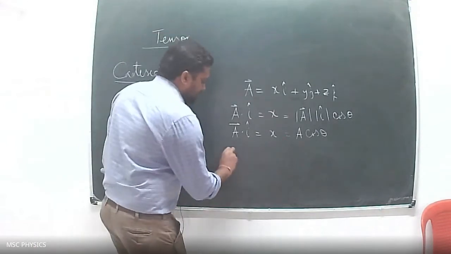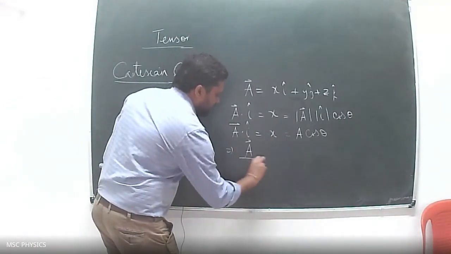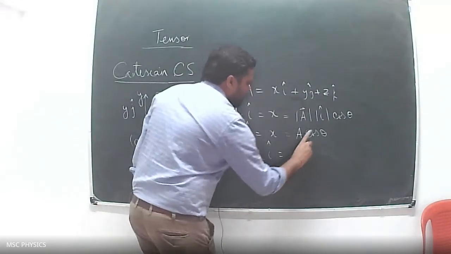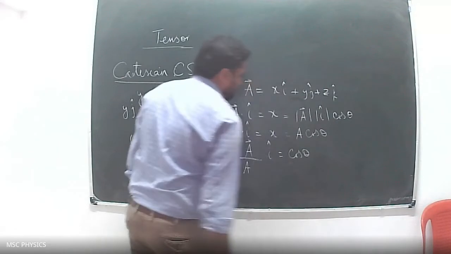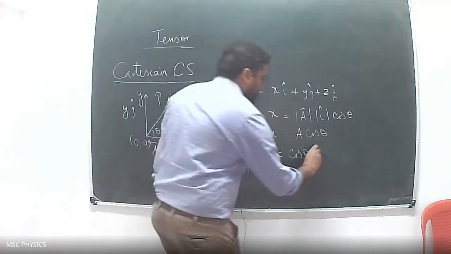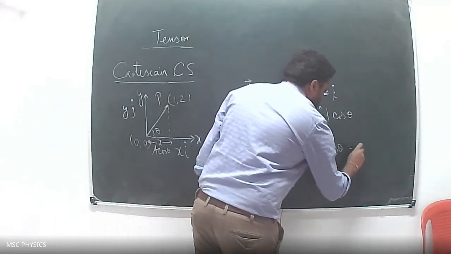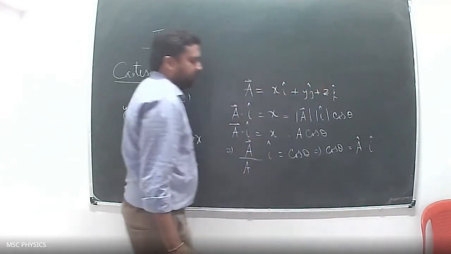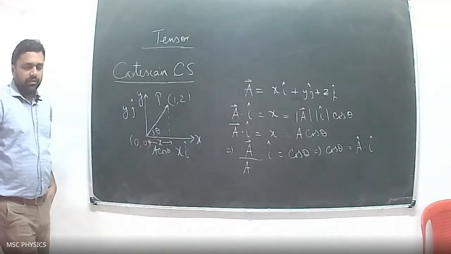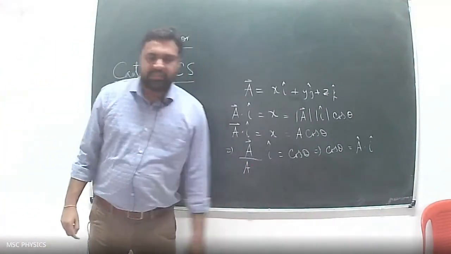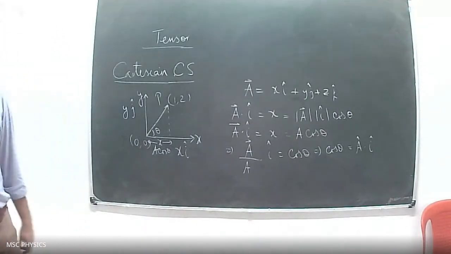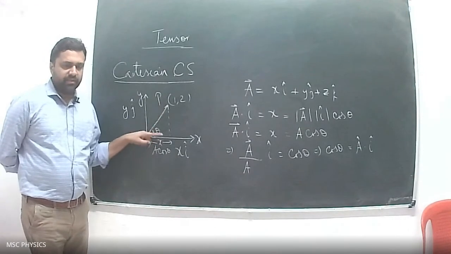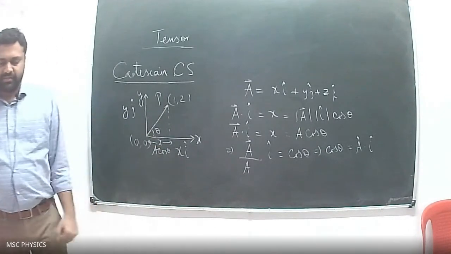What I can further simplify, I can write vector A divided by magnitude dot I is equal to cos theta. So cos theta is nothing but the dot product of direction A and direction I. So this is also an important quantity. We call it direction cosine, because we are taking the cosine of this angle. So this will tell me what is the inclination of vector A with respect to direction x.